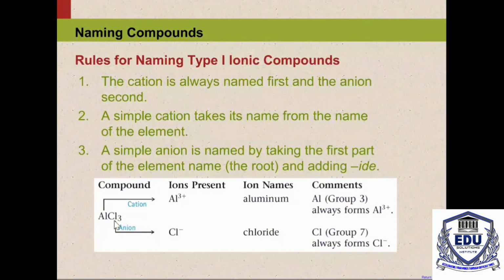Right? And that's what we see here. The cation, which is the metal part, comes first. The anion, which is the nonmetal part, comes second. So this formula would be aluminum, and then the chlorine will become chloride. So we get aluminum chloride.